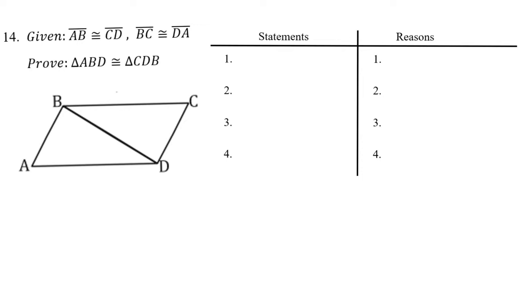So the very first thing that you're given is that AB is congruent to CD. So I'm going to go ahead and mark that. AB and CD are the two sides on the left and the right, and that is given.